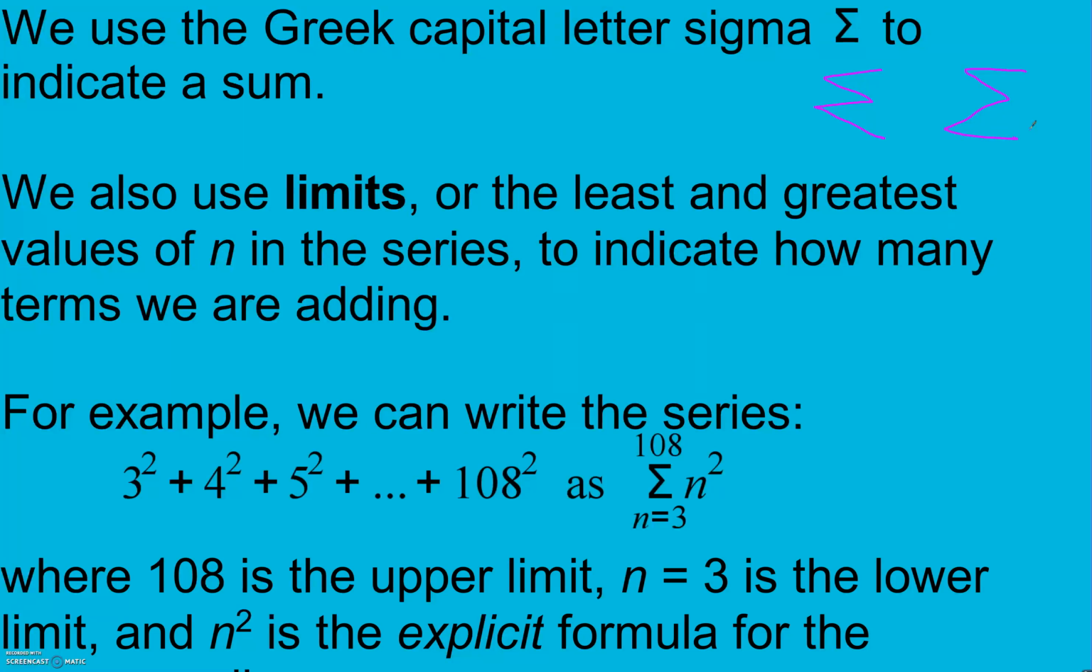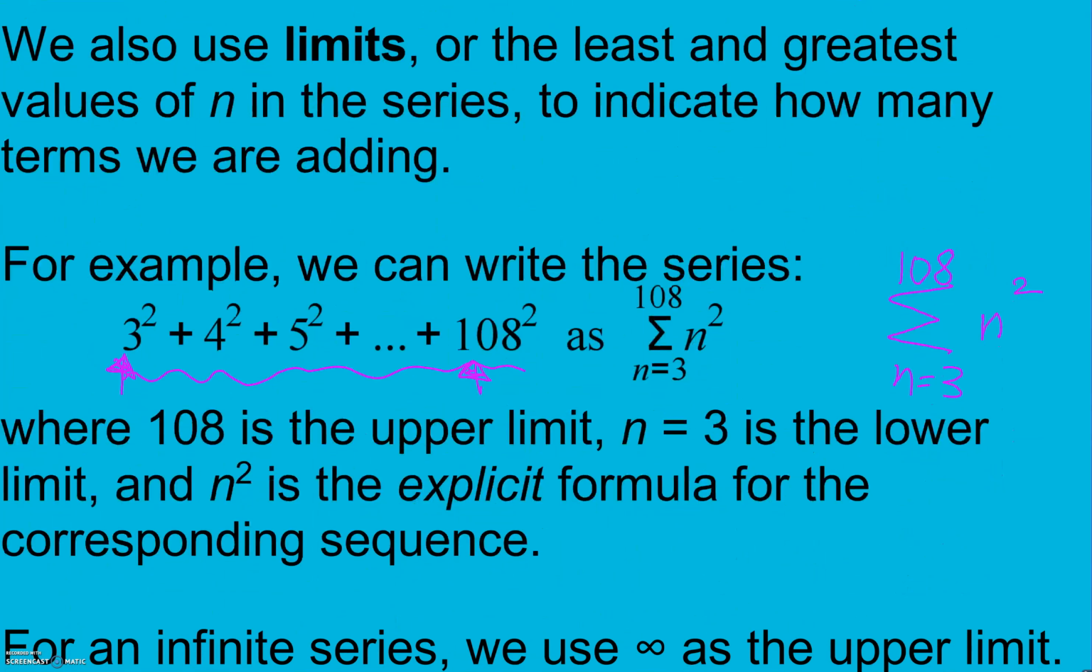Okay, for example, we can write this series right here as the summation, n equals 3 is our smallest number that we plugged in, to our biggest number, 108. And we use our explicit formula here, n squared. We took a number and squared it, next number and squared it. Okay. 108 is called our upper limit, n equals 3 is the lower limit, and n squared again is that explicit formula for the corresponding sequence.